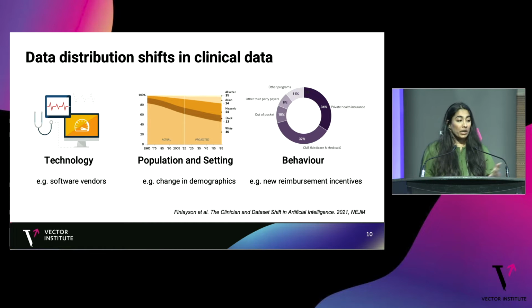So now you have your data, you maybe built a model. One of the other barriers that I discussed was data distribution shifts in clinical data. And in clinical data, this occurs across various different ways, whether that be technology, differences in EHR systems, population setting, changes in demographics that result in these data shifts, or changes in behavior, whether that be at a patient level or at a physician level, through events that are happening just in the real world, or new reimbursement incentives or policies. It's really important to identify these shifts and address them in a label-agnostic manner.